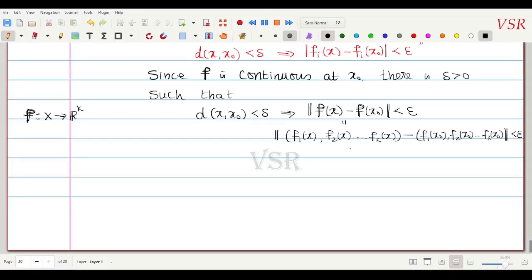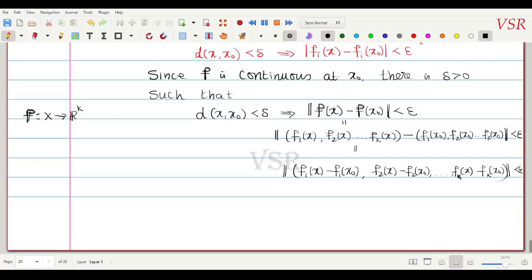This is the distance between these two elements. I may write it like this: (f1 of x minus f1 of x naught, f2 of x minus f2 of x naught, ..., fk of x minus fk of x naught), which must be less than epsilon. This is a k-tuple.